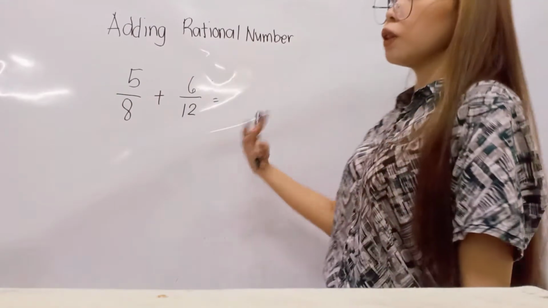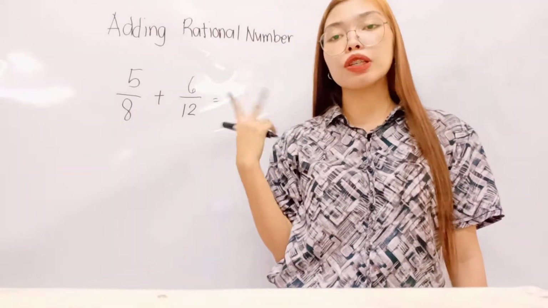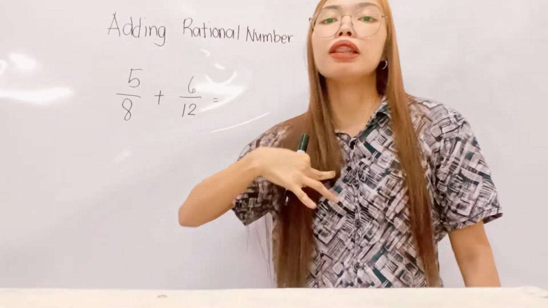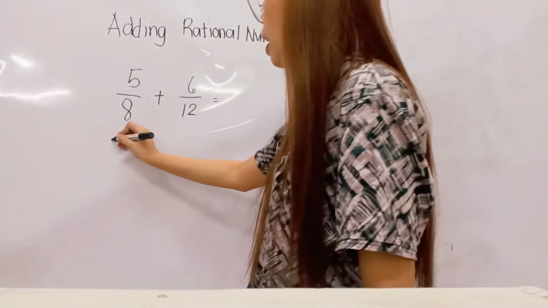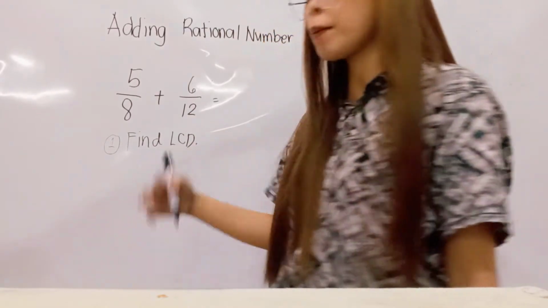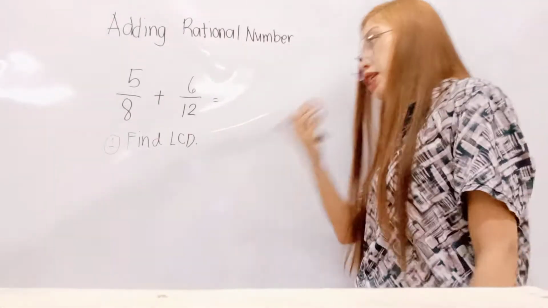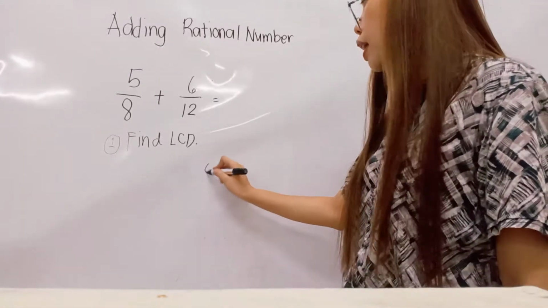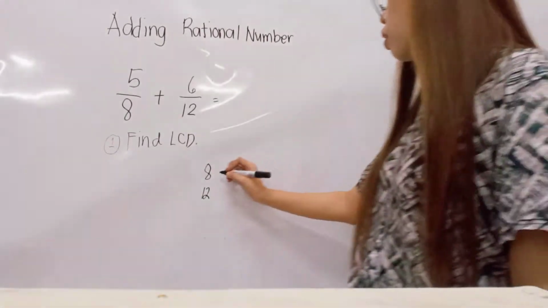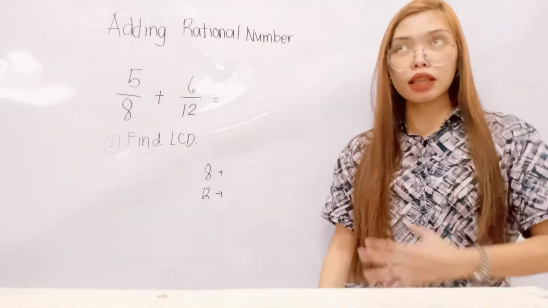So if we're going to add dissimilar fractions, what we are going to do first is to make those two fractions similar. How are we going to make them similar? By simply finding their LCD. First step is to find their LCD, or the least common denominator, of the denominators, of course. So we have our denominators 8 and 12. LCD or LCM, pareho lang po yan, but we are dealing with fractions, so it is called LCD.